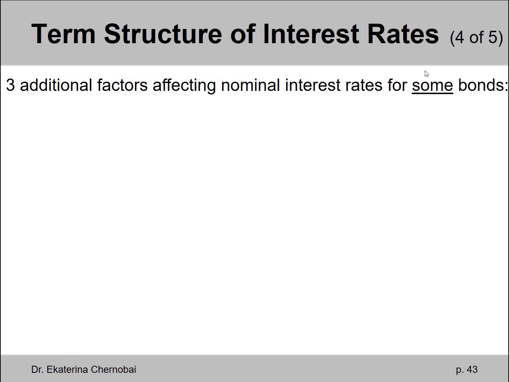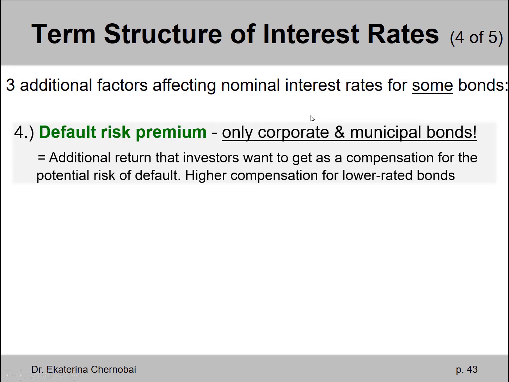Apart from those three factors that determine the nominal interest rate for bonds with different times to maturity, we have three more additional factors, but they're not true for all bonds. They're true for some bonds, but not all. For example, on one of the earlier slides in which we looked at different types of bonds, we saw that corporate bonds and municipal bonds have a risk of default. So corporations and local governments that issue bonds may go bankrupt. And so investors who buy those bonds may not get their promised coupon payments, right?